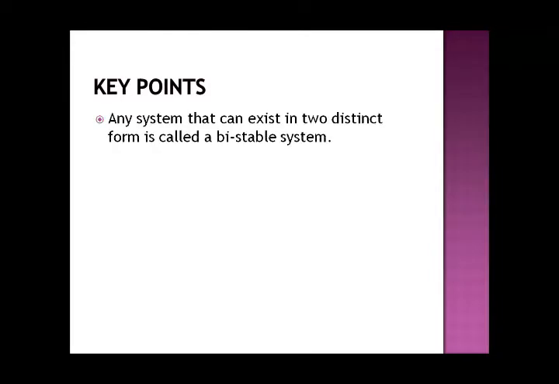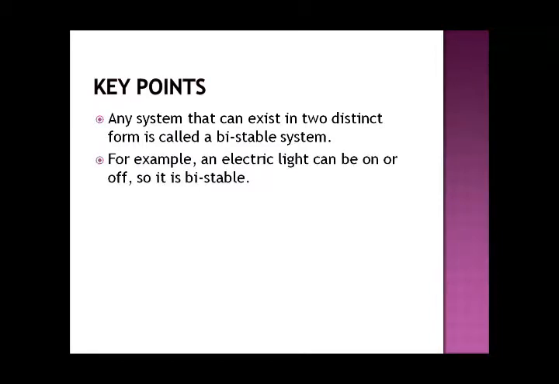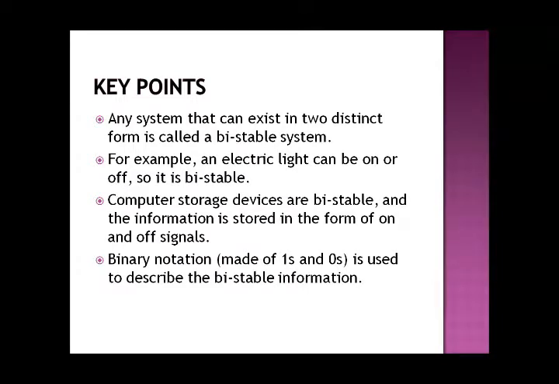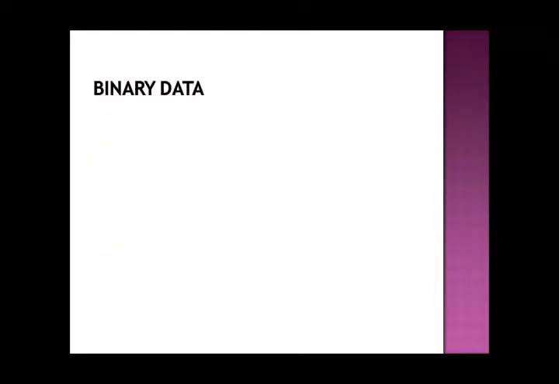So, key points. Any system that can exist in two distinct forms is called a bistable system. An example of this is a computer. It can be on or off. For example, an electric bulb can be on or off, so it is bistable. Computer storage devices are bistable, and the information is stored in the form of on and off signals. Binary notation, made of ones and zeros, is used to describe the bistable information.